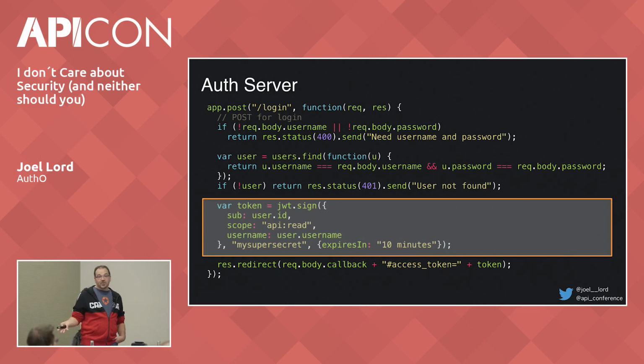And then if we have a valid user, we'll generate a JSON Web Token. So in this case, I'm using this library where I just basically pass it the payload that I want to put into my JSON Web Token. I'll give it a secret key, in this case, my super secret. And I'll just specify options like this one will expire in 10 minutes.